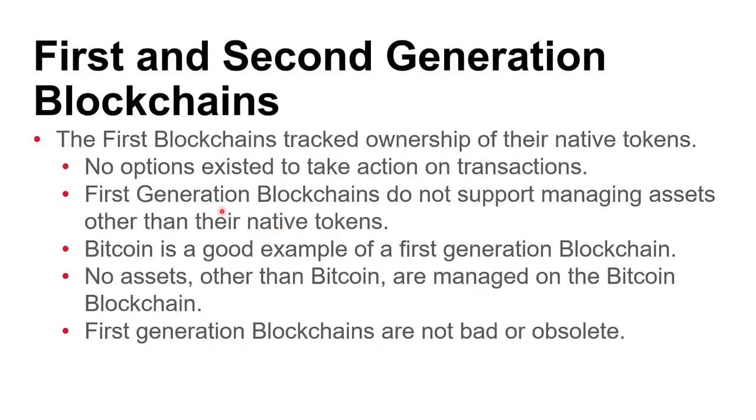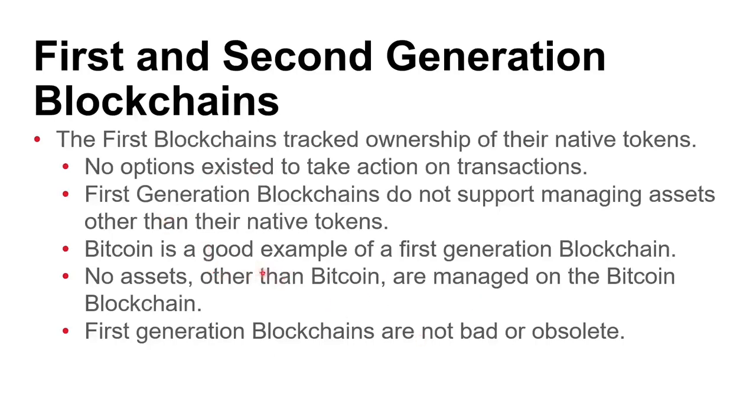So our first generation blockchains track ownership of their native tokens. Something like Bitcoin is a perfect example. Bitcoin only manages its native token and the transactions associated with it. That's it. So Bitcoin is, again, a great example of a first generation blockchain. There are no other assets on the Bitcoin application. Anything that's managed is just for Bitcoin. First generation blockchains are not bad or obsolete.